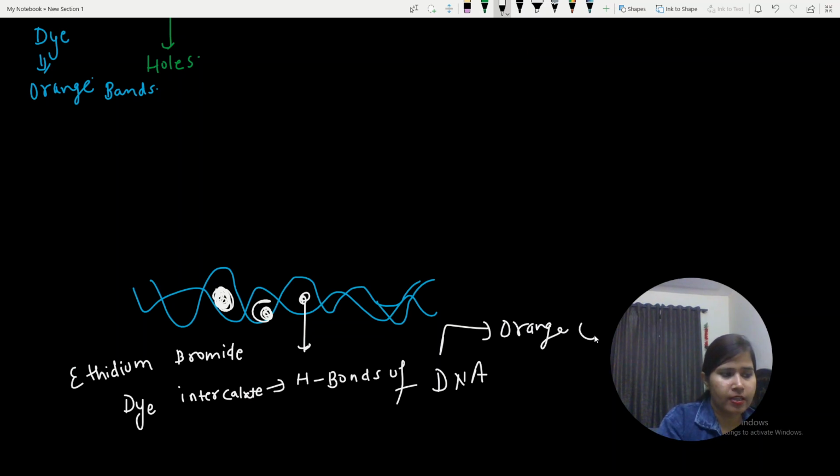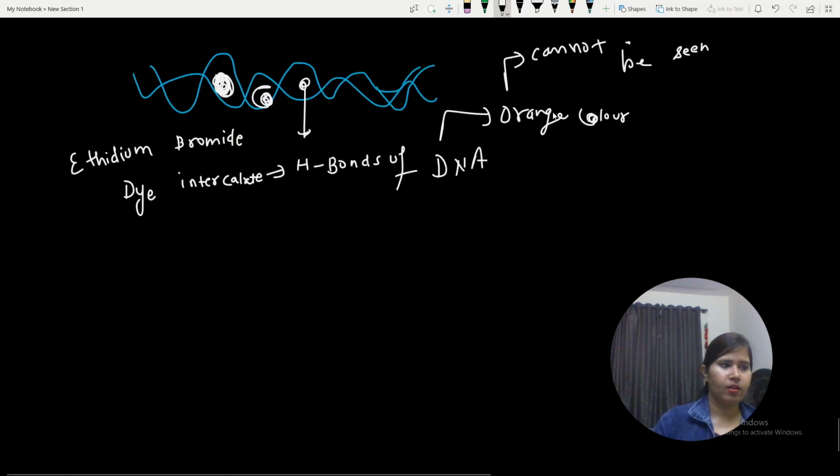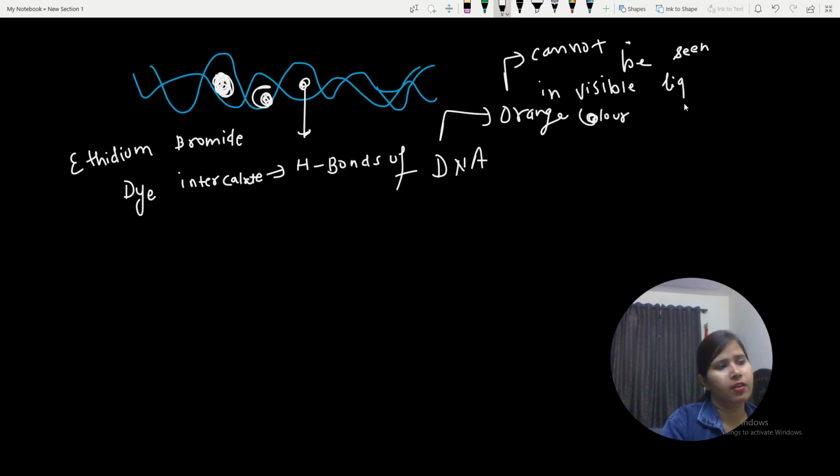But students, this orange color cannot be seen in visible light. I hope you are making notes. It cannot be seen in visible light.